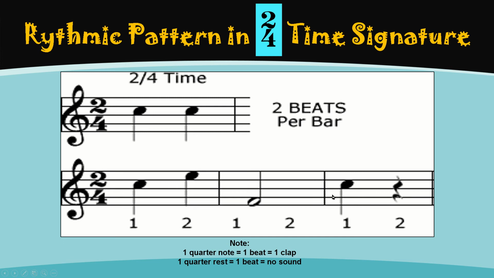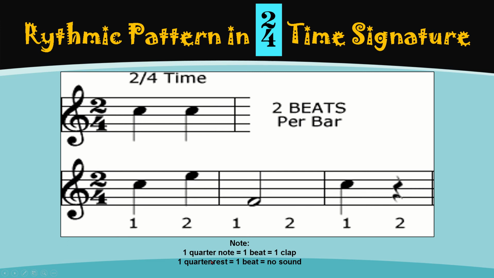Next, on the last measure, you will see a quarter note which has 1 beat and a quarter rest which has another 1 beat. When we add them, then we have already 2 beats. Meaning, this meter is a 2/4 time signature. Now, let us try to clap. Let's have first the first measure.